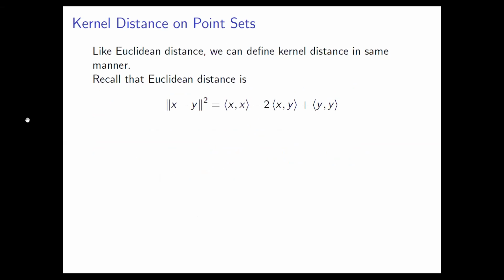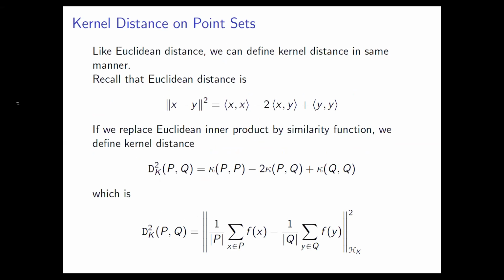Now, we can define the kernel distance just like the Euclidean distance. As we all know, the Euclidean distance is defined as this. Now, we replace the Euclidean inner product by the similarity function. We define the squared kernel distance as this, or the equation shown at the bottom line if we want to express it by the lifting map f.